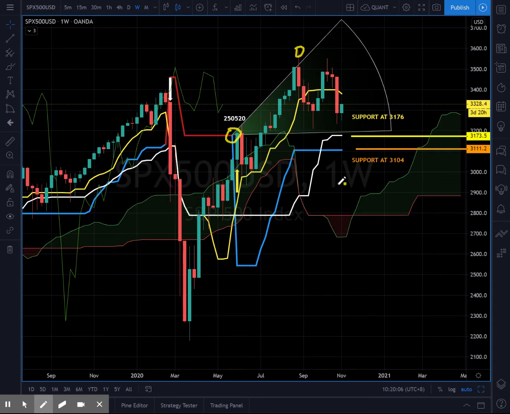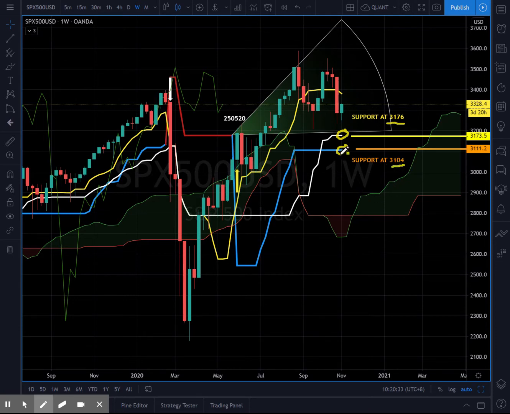Overall, the weekly chart is still on a bullish uptrend. However, due to the current volatility, we have seen that the price action currently is still ranging on a weekly basis, and a very important support level that all of us would want to see is right here on the Kijun line on the weekly, which is at 3176, as well as the super trend line, which is at 3104.